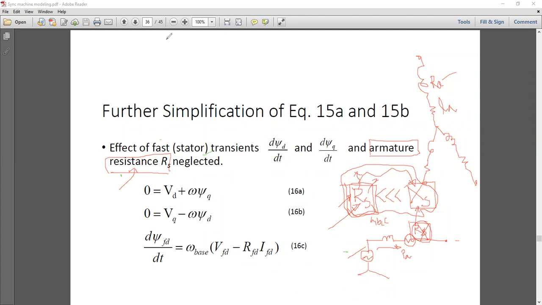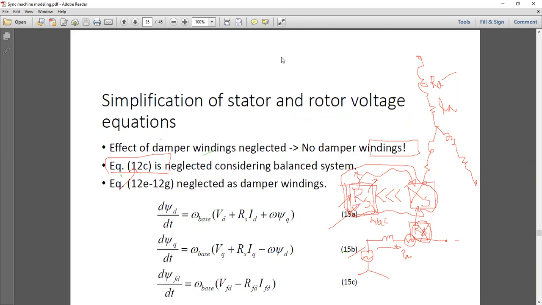So if we neglect RS, then what will happen? This term will be 0. Considering the fast transients, this will be 0, this will be 0, this will come here 1 upon omega base, so multiplied by 0. So ultimately you have VD equals minus omega psi q, and VQ equals omega psi D, right? And the third one is the field circuit dynamics.